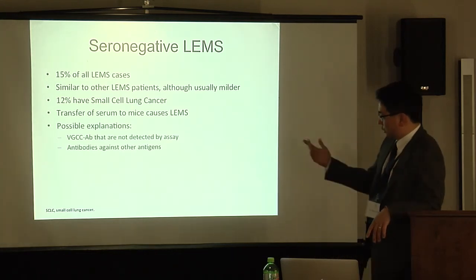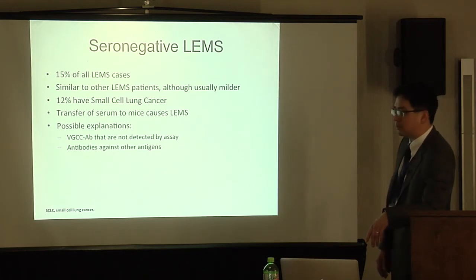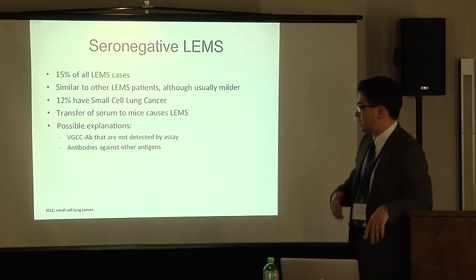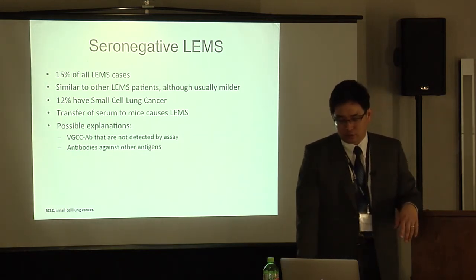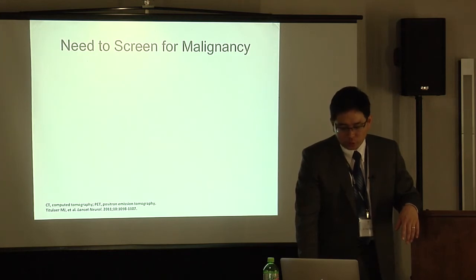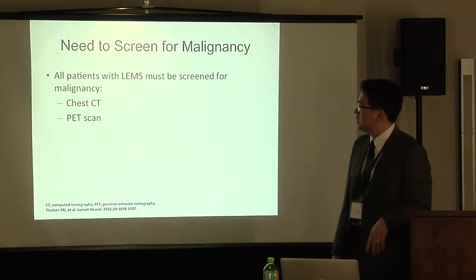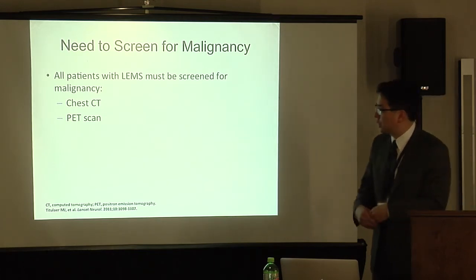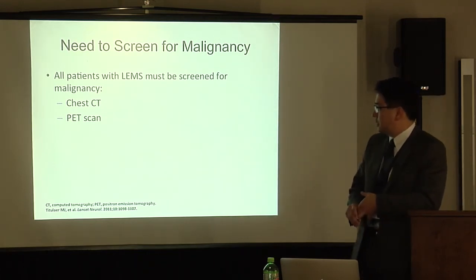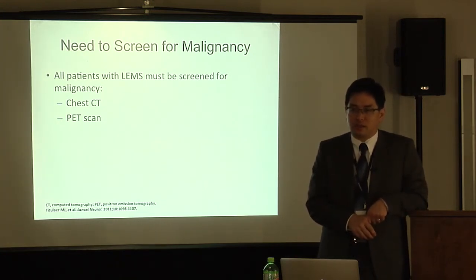So possible explanations, I just said this, is that there are voltage-gated calcium channel antibodies that are just not detected by the test. And also it's possible that there are other antibodies that we don't know about that one day we will discover. Okay. So those of you who do not have cancer, as far as you know, need to be screened for cancer, because this is pretty strongly associated with cancer. And we do recommend a CT scan, PET scan looking for it, most commonly associated with lung cancer.